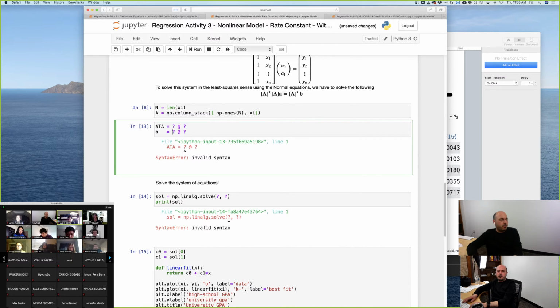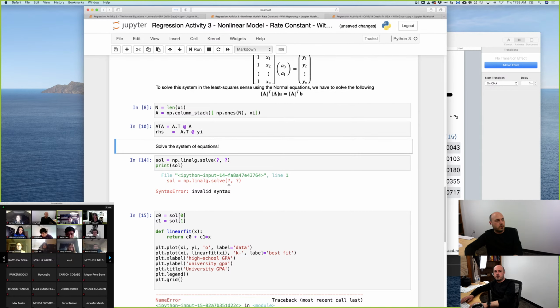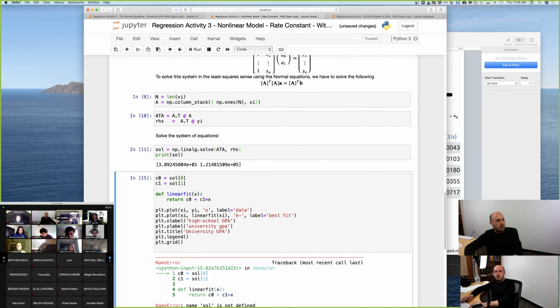Now we do A^T A. So I'm just going to go ahead and do it. A transpose A. And then the right-hand side, I call it B, is A transpose times the new yi values. Okay? Solve the system of equations. We're going to solve A^T A against the right-hand side. And this is our solution. These are the coefficients, C0 and C1.